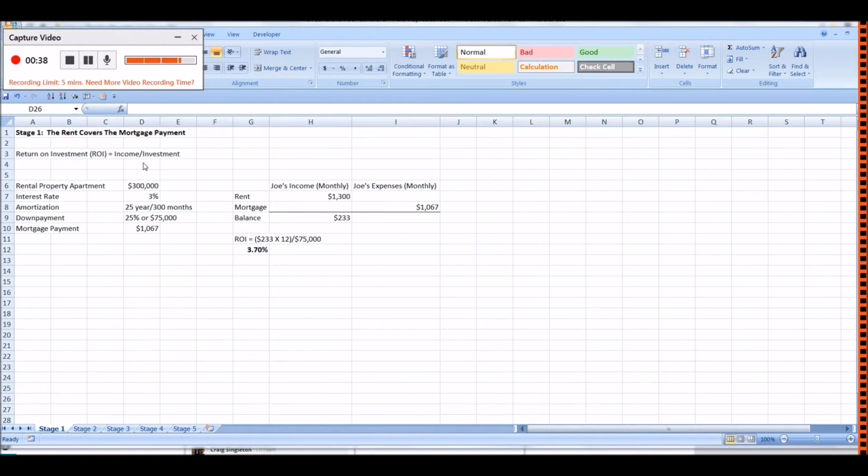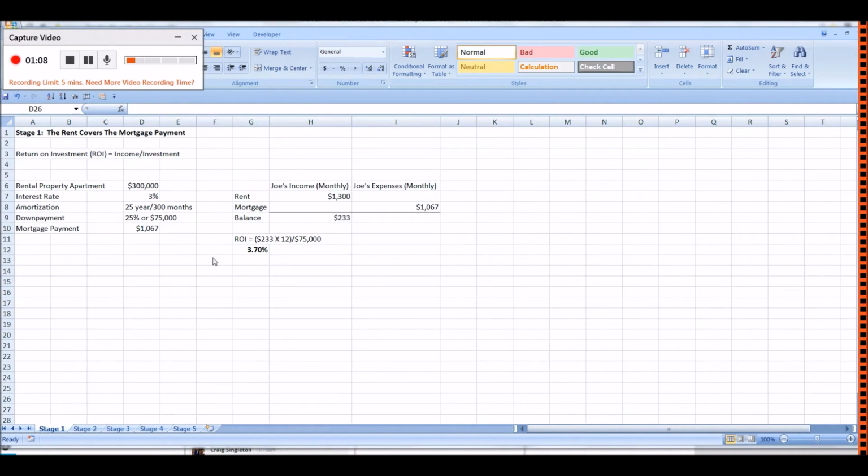So Joe's looking at his rent. He gets $1,300 a month in rent. His expenses are the mortgage, $1,067. So he thinks that he's getting $233 of cash flow every month. So you take that and plug it into the formula of return on investment: $233 a month times 12 divided by $75,000, because his initial investment is the down payment, not the entire cost of the property. So divide that up, you get 3.7%.